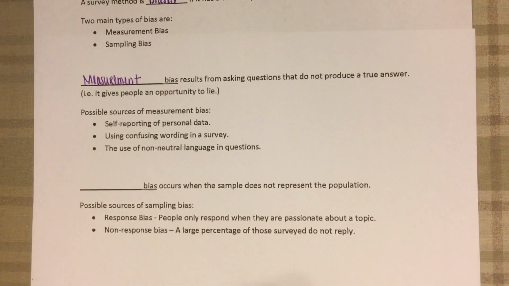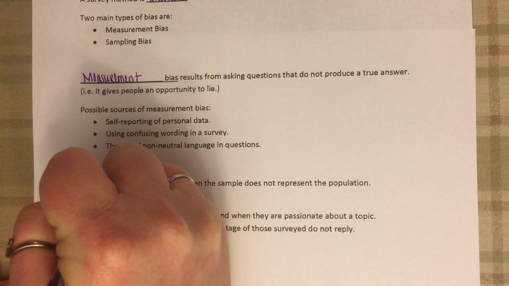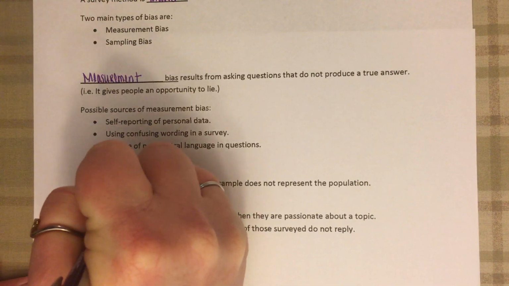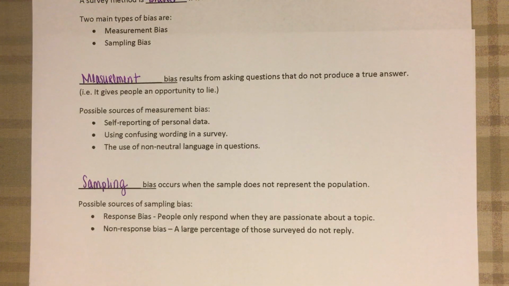Our other type of bias is sampling bias. Sampling bias occurs when the sample does not represent the population. A couple of possible sources of sampling bias: response bias, where people only respond when they are passionate about a topic. So people either feel strongly one way or the other about a topic and they respond. Or non-response bias, where a large percentage of those surveyed do not reply.